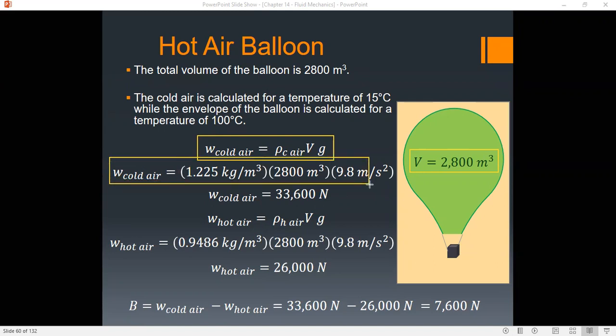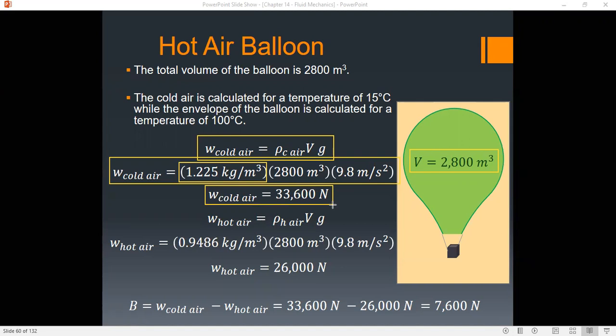We're going to need 1,000 times more volume to get the same weight difference. So cold air, we can take the density of cold air, 1.225 kilograms per meter cube, multiplied by the volume and multiplied by the acceleration of gravity. Remember, we're doing weight here, so you've got to multiply by the acceleration of gravity. So looking at this, the weight of the cold air, which is being displaced, is 33,600 newtons.